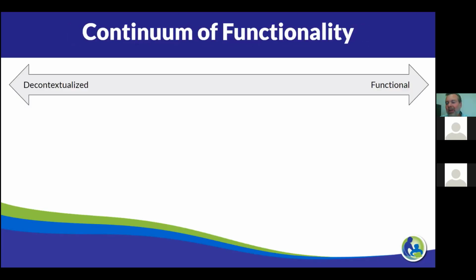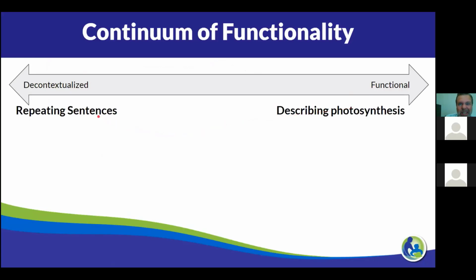And when we think of functionality, usually there's a continuum. So one of the things Andrea mentioned in the beginning was decontextualized, and we can contrast decontextualized from functional. Decontextualized means it really isn't capturing your true communication. It's breaking down communication into its individual parts. Functional is actually using your language and speech to communicate. Something like repeating sentences is very decontextualized, not very functional. Something like describing photosynthesis in science class is very functional.